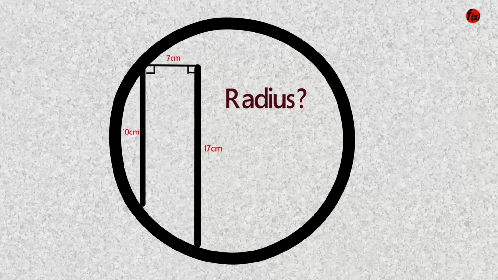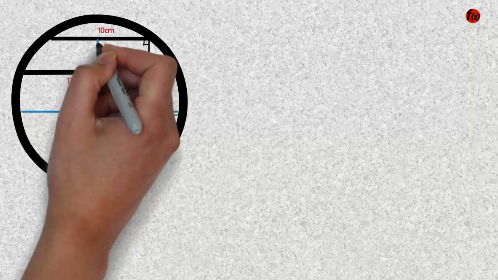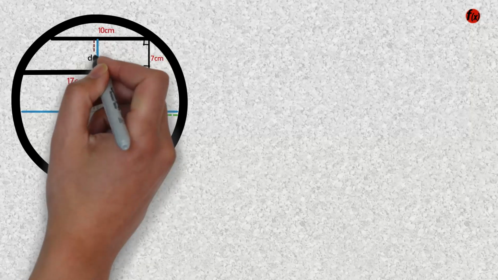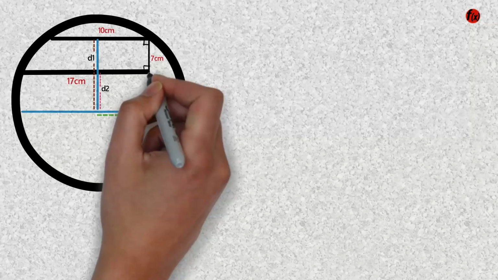Can you find the radius? Let's do a 90-degree turn, clockwise. Let the circle have radius r, and let the distances from the center of the circle to the chords of lengths 10 centimeters and 24 centimeters be d1 and d2 respectively. Let's extend the line to create a chord.